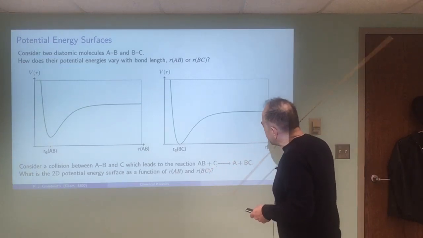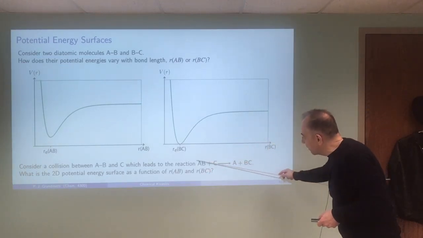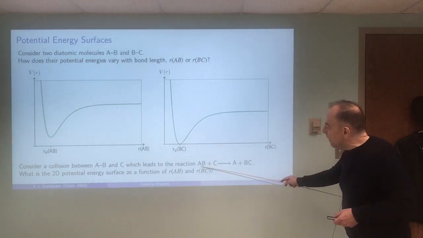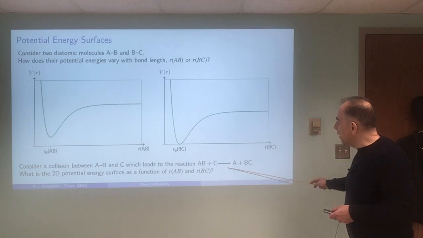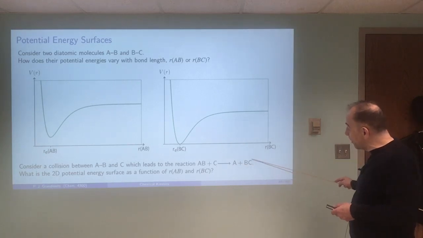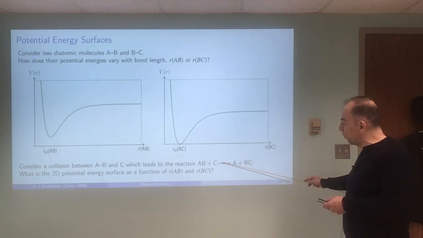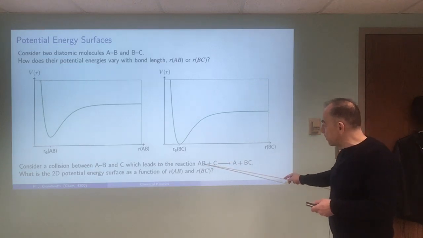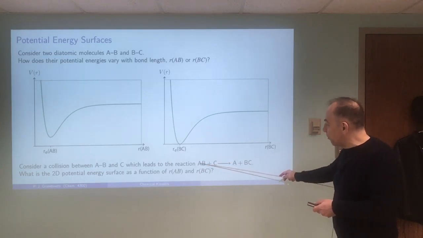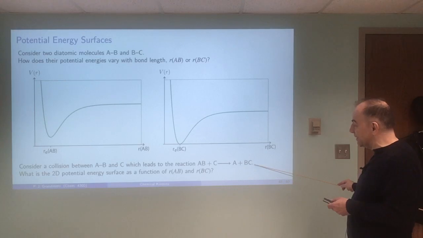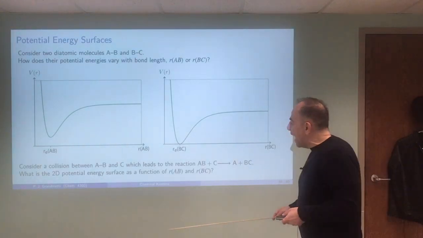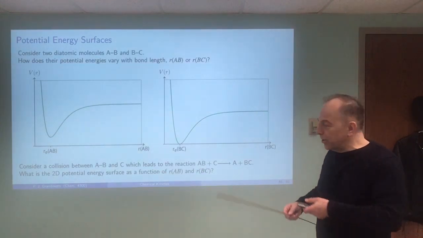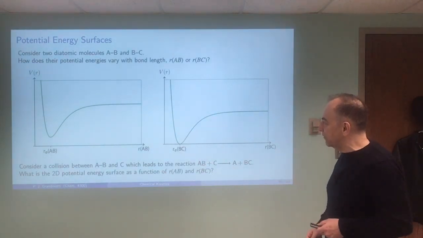So imagine a reaction, I'll write it down here, where I have a diatomic molecule, AB, reacting with an atom, C, going to an atom, A, and another diatomic molecule, BC. In other words, C is going to collide with this molecule, knock the A off, and form a BC molecule, and the A is going to go flying off. Now, how do we describe that reaction in terms of some kind of potential energy surface?